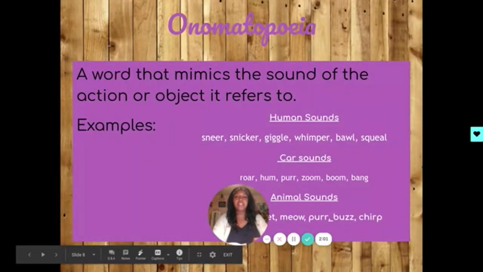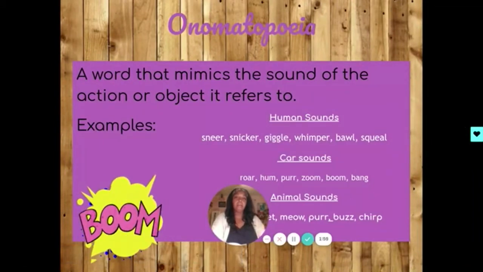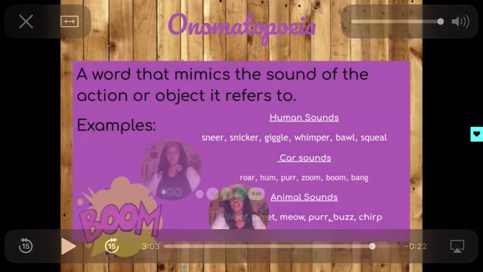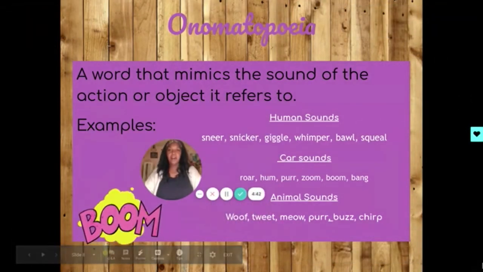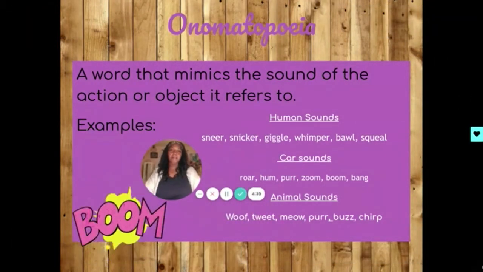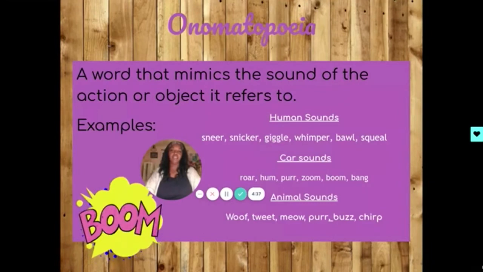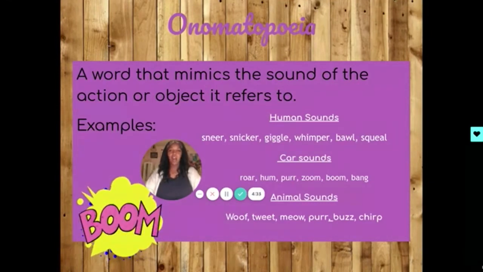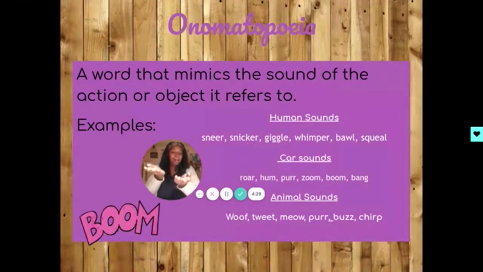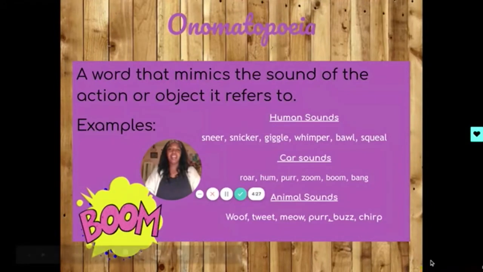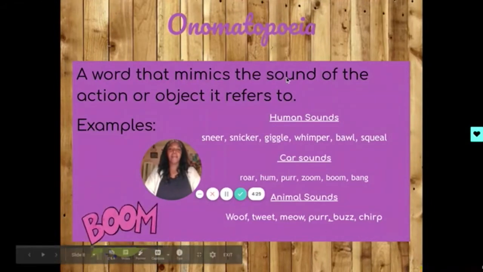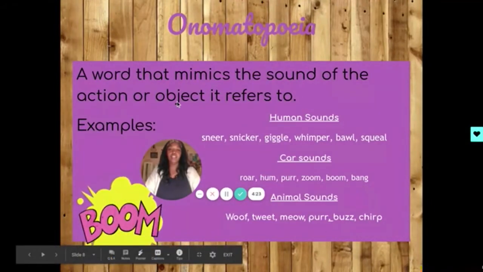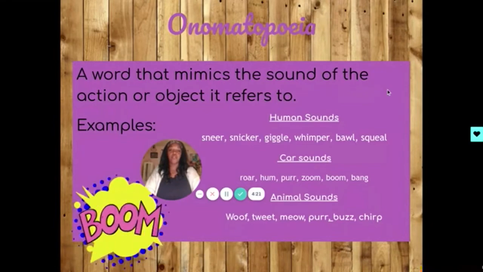Woo! So this is what we call an onomatopoeia. An onomatopoeia, a word that mimics the sound of the action or object it refers to. I love to say that. Onomatopoeia. Okay. An onomatopoeia is a word that mimics the sound of the action or object it refers to.